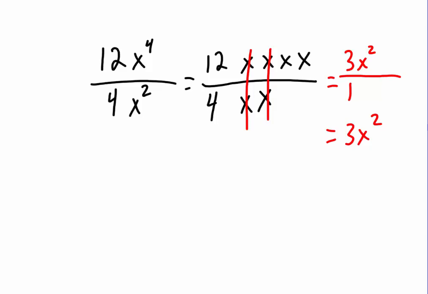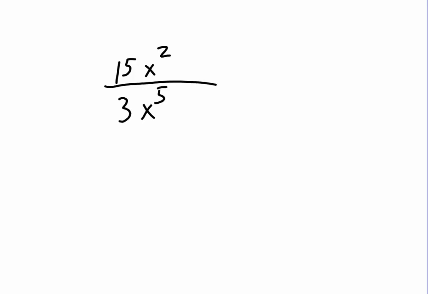Now, let's take a look at one where we end up with something other than a 1 in the denominator. We could have situations like this. How about 15x squared over 3x to the 5th?